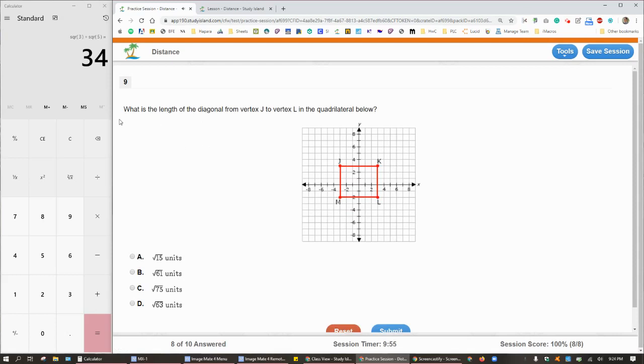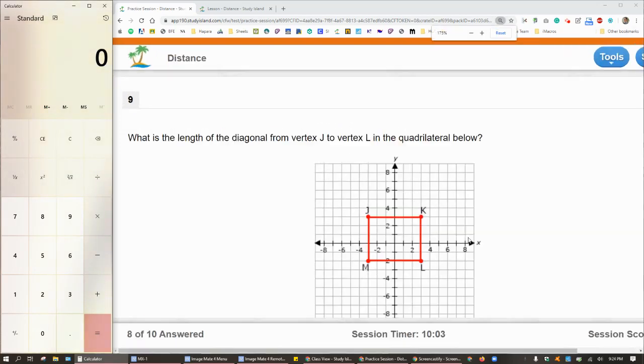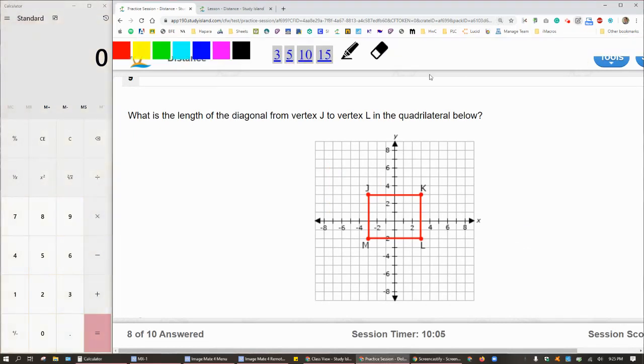Number 9, what is the length of the diagonal from vertex J to vertex L in the quadrilateral below? So from J to L, what's the distance there? Find the distance between them vertically, the distance horizontally, make your right triangle. So here's J, there's L. What's the distance here? From positive 3 to negative 2 is 5. So 1, 2, 3, 4, 5, easy to count. Distance here from negative 3 to positive 3, that's 6. And again, 1, 2, 3, 4, 5, 6. And that will give us the two legs to our right triangle.